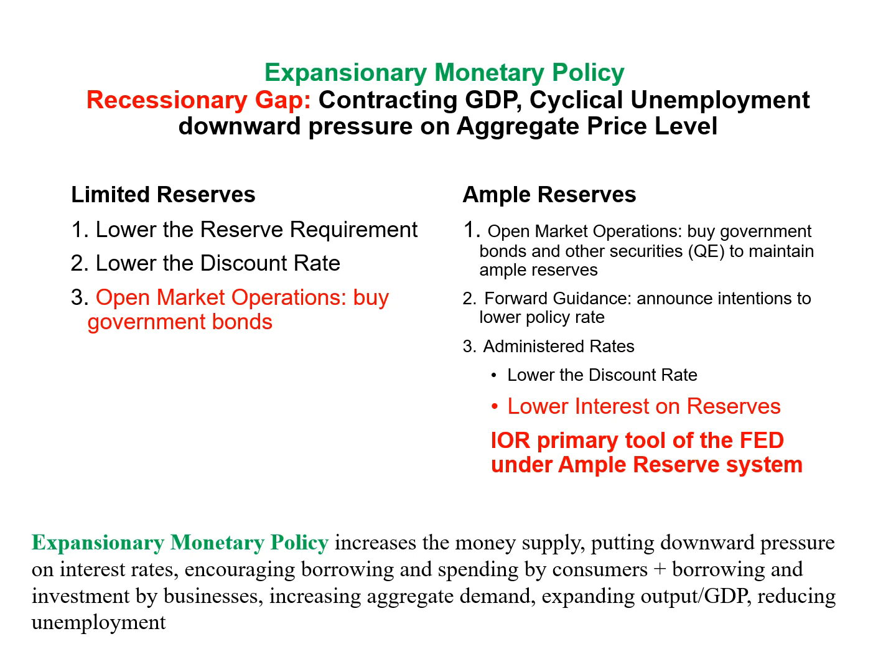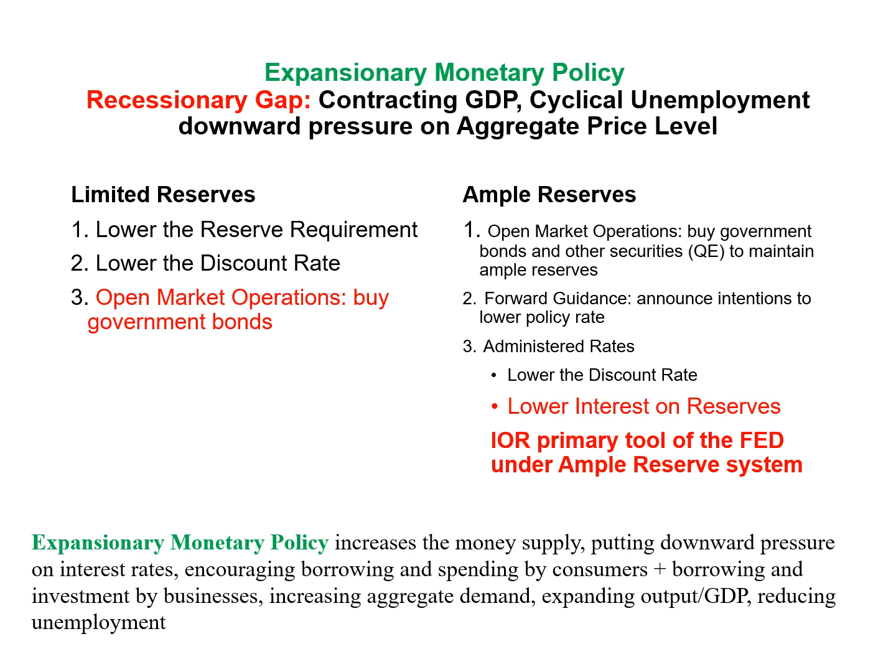An economic downturn or recessionary gap is characterized by contracting real GDP and cyclical unemployment with no upward pressure on aggregate price level. The Federal Reserve will attempt to alleviate this macroeconomic instability by implementing expansionary monetary policy. Under the old system of limited reserves, the tools of expansionary monetary policy included lowering the reserve requirement, lowering the discount rate. But the most important tool of monetary policy under limited reserves was open market operations, or increasing the money supply by purchasing government bonds.